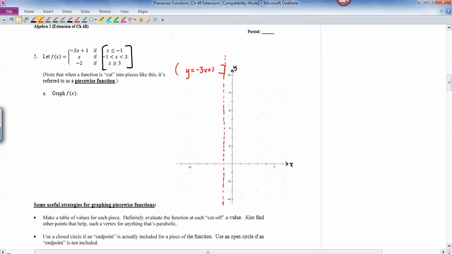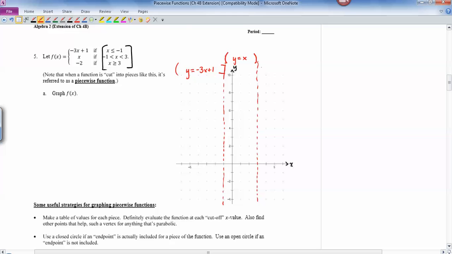The middle region goes from -1 to 3. So I'm going to draw another line here at 3. And that one should look like y equals x in the middle, because that's what my blueprint says. The f of x is just x for that middle region. So when I do that one, I don't include the -1 and 3, so I'm going to put parentheses on the ends there.